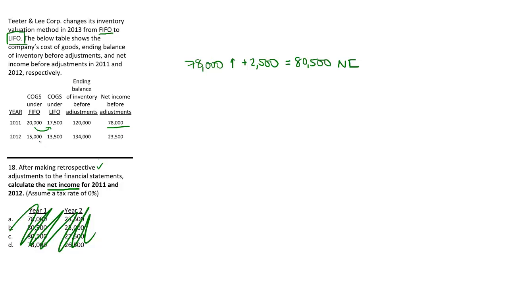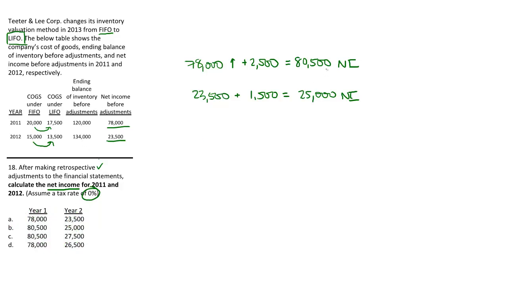In 2012, same thing. Our cost of sales is lower, so we're going to have to adjust our net income up a little bit. So 23,500 is going to be increased by a difference of, it looks like, 1,500, which gives us a total of 25,000 for net income. Assuming that we have a tax rate of nothing, we're not making any tax adjustments, now we can focus on the correct answer. Where do we find net income of 80,500 and 25,000? Right there.